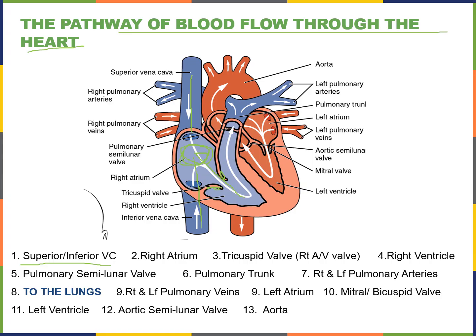Now, this is the path of blood flow through the heart. This is not actually telling you when the atria contract or when the ventricles contract. That we'll be talking about. This is just the path. Where does it go? So, from the right ventricle, when the ventricle contracts, blood will go into the pulmonary trunk. And from the pulmonary trunk into the right and left pulmonary arteries.